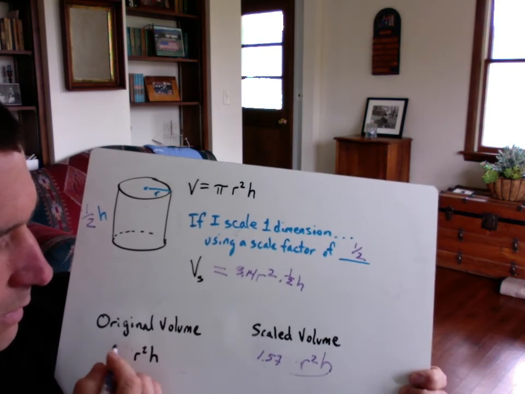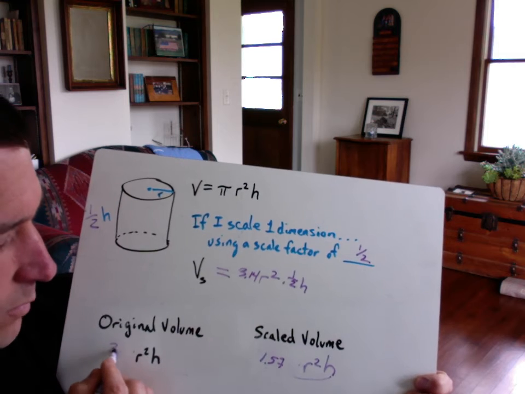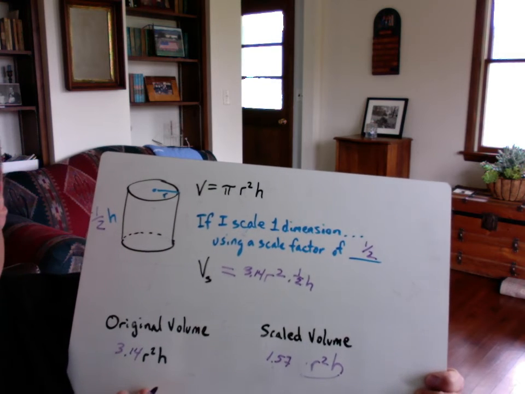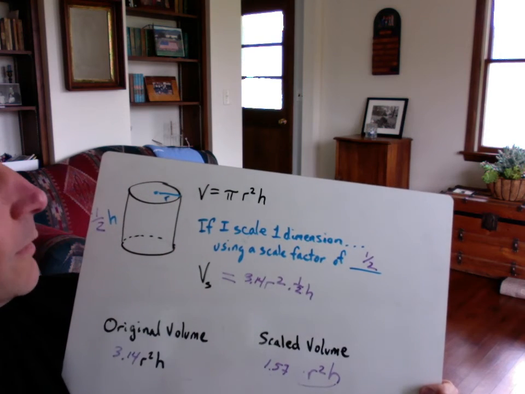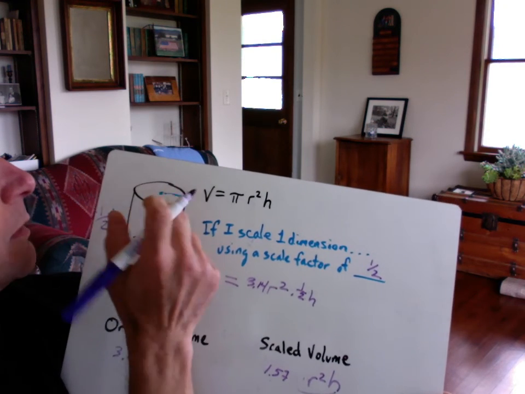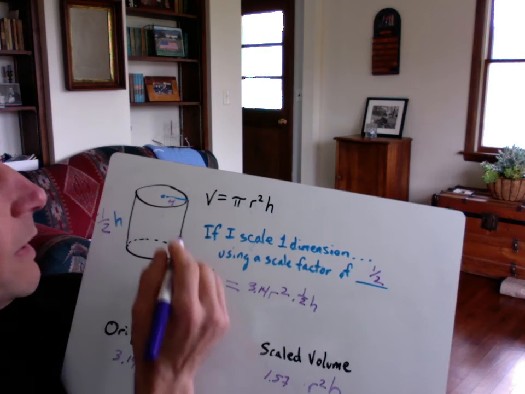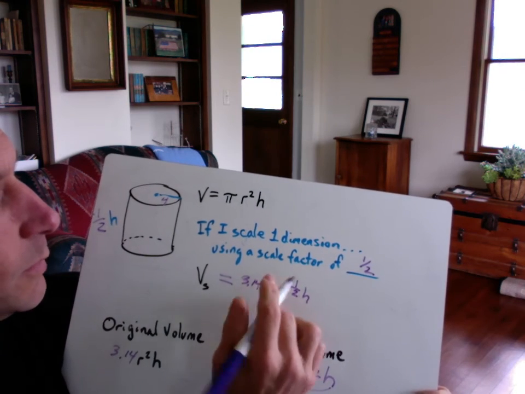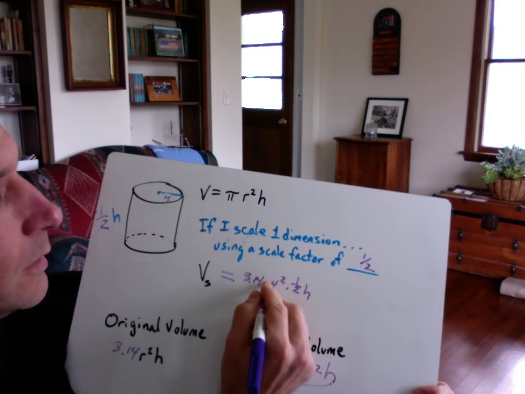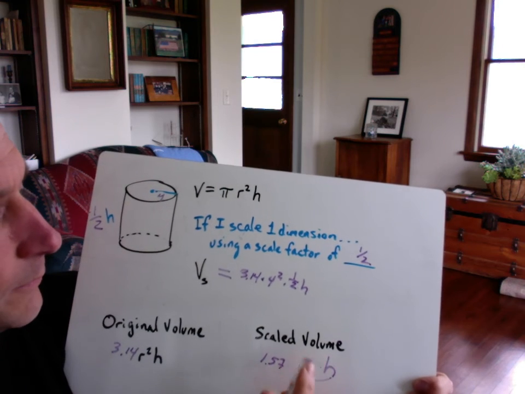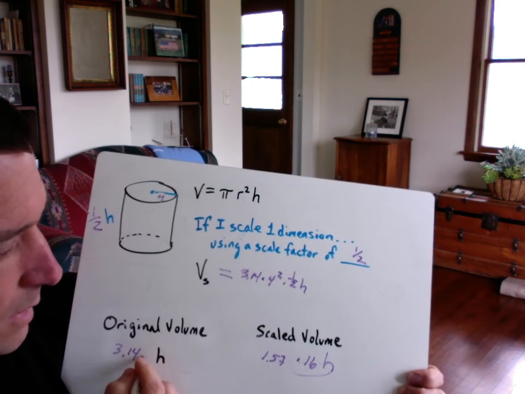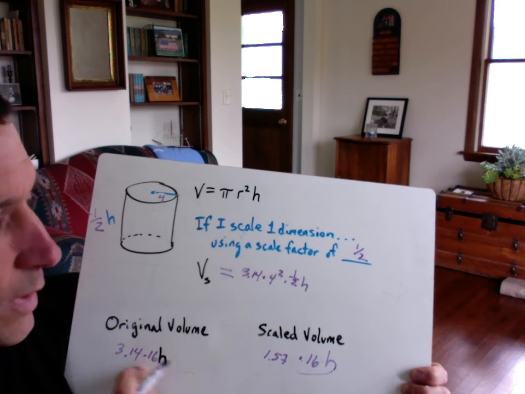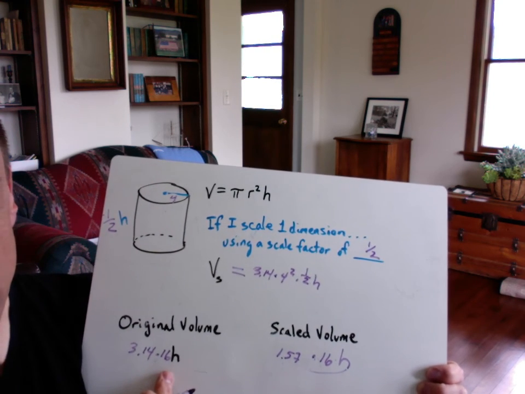The original volume, if I'm replacing pi, would have been 3.14. Maybe they'll tell me the radius is 4. That's not going to change my answers. I simply do some replacement, do some calculating, and you can see that we're still going to get 1/2 of our original size.